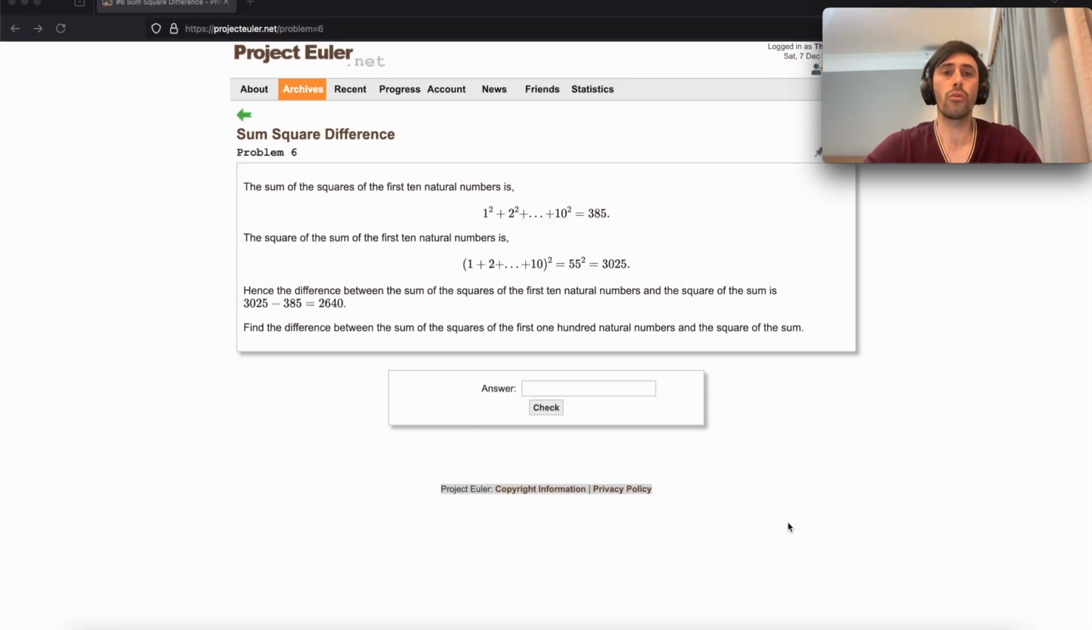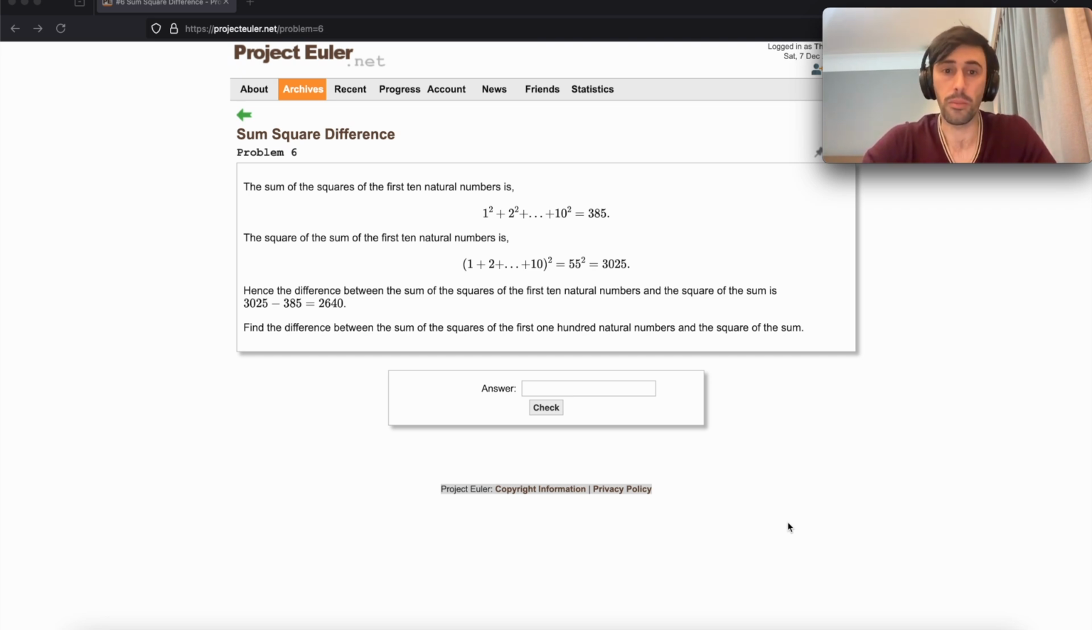Okay, so let's solve problem number 6 from projecteuler.net. The title of the problem is Sum Square Difference. The sum of the squares of the first 10 natural numbers is 1 squared plus 2 squared, and so on, until 10 squared, which is equal to 385. And the square of the sum of the first 10 natural numbers is 1 plus 2 plus so on until 10, and then you square all of it. You get 55 squared, and it's 3025.